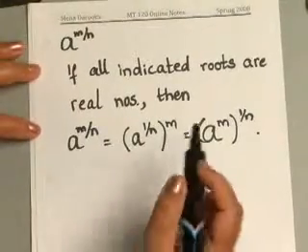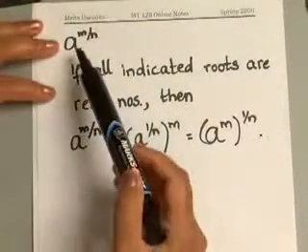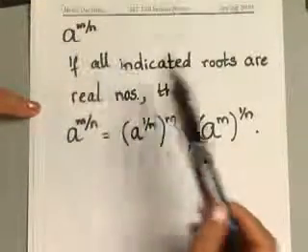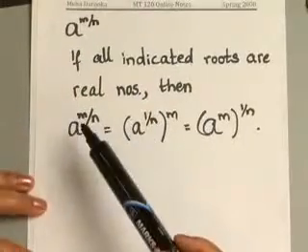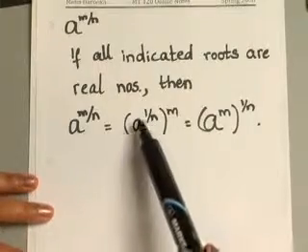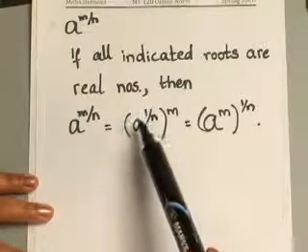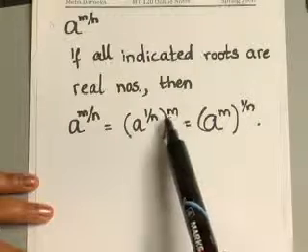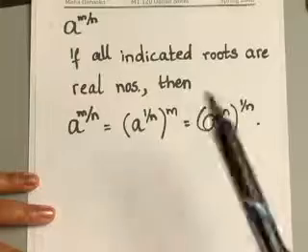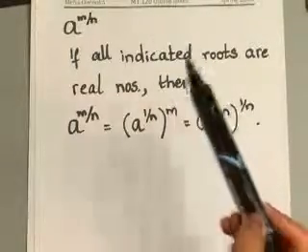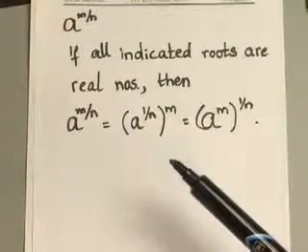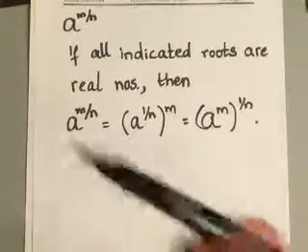Okay, so just to review everything that we did, whenever you have an expression of the form a to the m over n, if all the roots are real numbers, then you can go ahead and write this expression as a to the 1 over n and then the whole thing to the m power, which is what we have been doing so far. Or you can switch it around a little and take it as a to the m and then put the 1 over n on the outside.